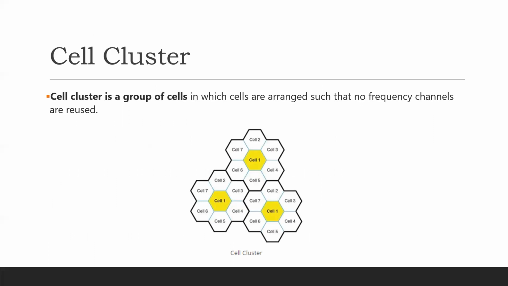Cell cluster. A cell cluster is a group of cells in which cells are arranged such that no frequency channels are reused. The size of a cell cluster is defined by the number of cells in the cluster. For example, the figure illustrated in this slide shows 3 clusters with a size of 7.